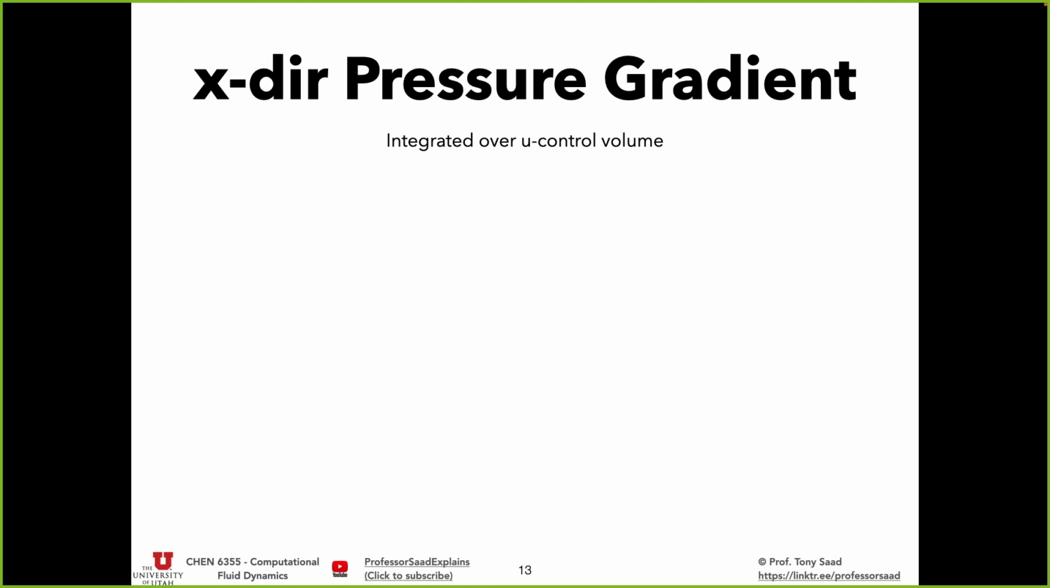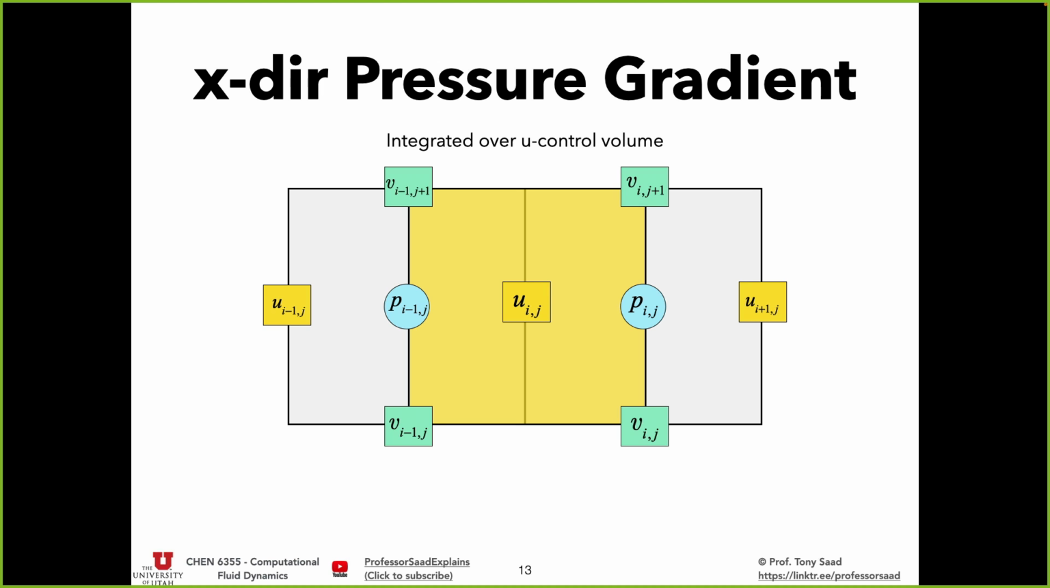All right. So now let's go back to the x momentum, and let's do the x direction pressure gradient. So that's dp by dx, or the integral of p n x ds, integrated over a u control volume. So again, that's our u control volume. And if you take that equation, it's kind of obvious. It's very easy, right?